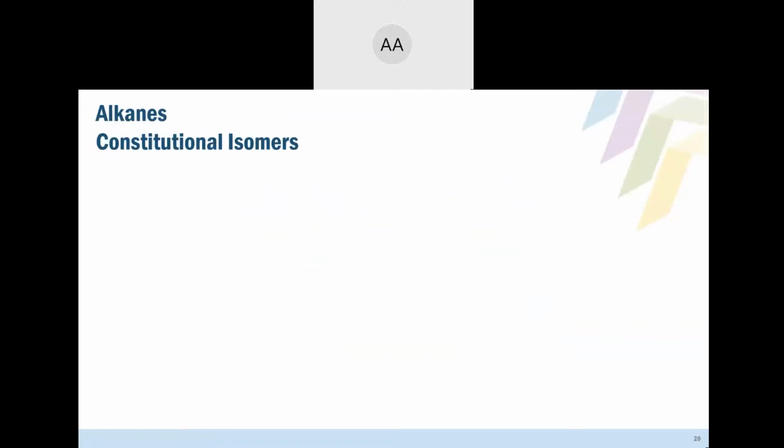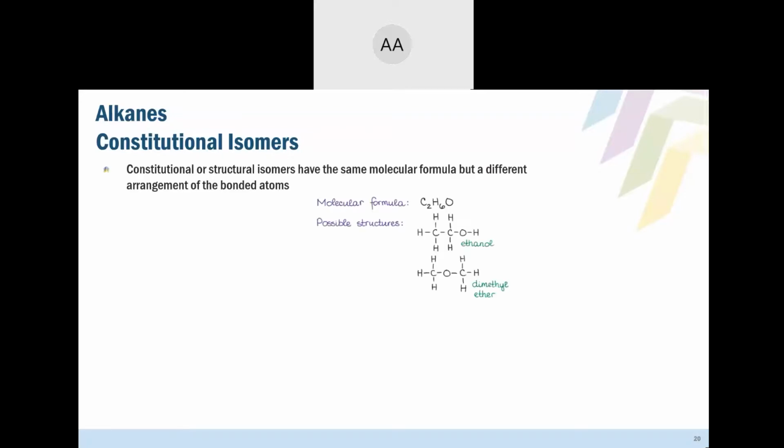Now let's move on to the concept of constitutional isomers. They are constitutional or structural isomers that have the same molecular formula, but a different arrangement of the bonded atoms. So here you can see that we've got a molecular formula of C2H6O. And you can see 2 possible structures, ethanol and dimethyl ether. Same molecular formula, 2 different possible structures, a constitutional isomer.